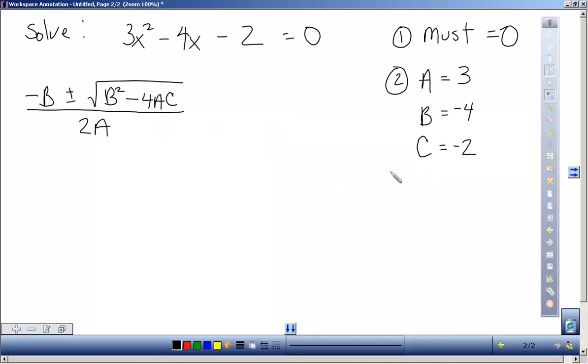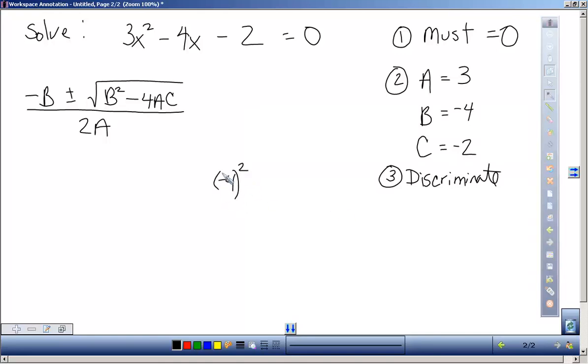So my suggestion when plugging it into your formula is to find the discriminant first. We want to know what is that number underneath that square root first. And that you can type into your calculator all at once. For this particular problem, I'm going to be doing b squared minus 4ac.